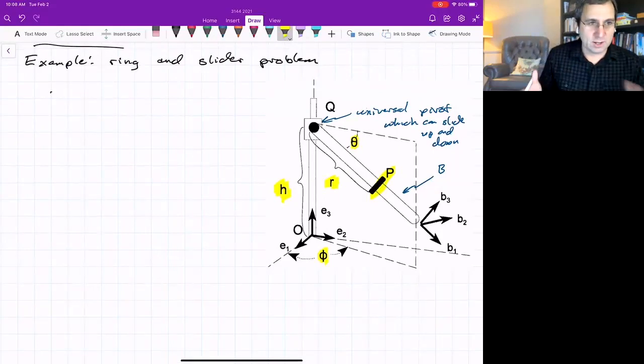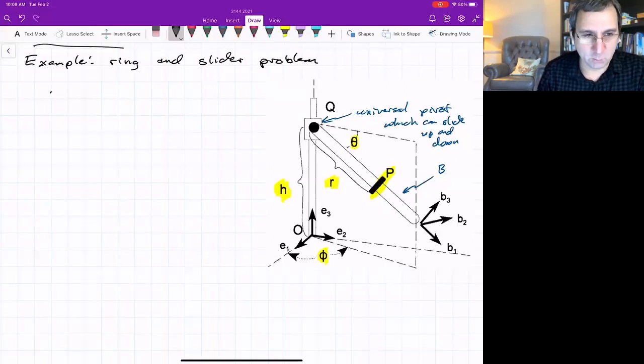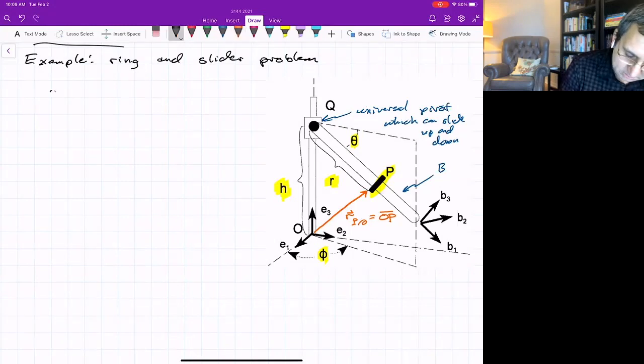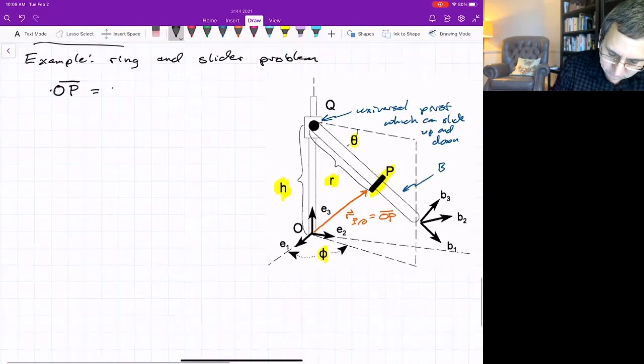So let's assume that those coordinates are known. It's something that we're tracking. They also have time derivatives, so they're changing with time. And eventually, maybe the E frame is an inertial frame, we're going to want to know the position of P and its time rate of change. So from here to here, that's the position of P with respect to O. We might just call that OP with a line over it. So we've got the location of the ring with respect to our origin O down here. We're going to break that up into two pieces, O to Q plus Q to P.